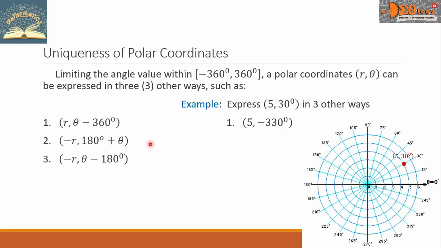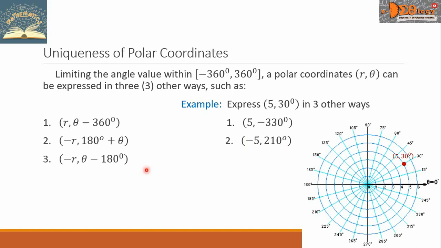Let's go to number 2. The point is negative 5, 210 degrees. Let us plot this point. A positive 210 means we're going to generate this in a counterclockwise direction. The 210 is here, but the radius is negative 5. Looking for a radius 5, but in an opposite direction, the same point is described in here. So this is the same point.